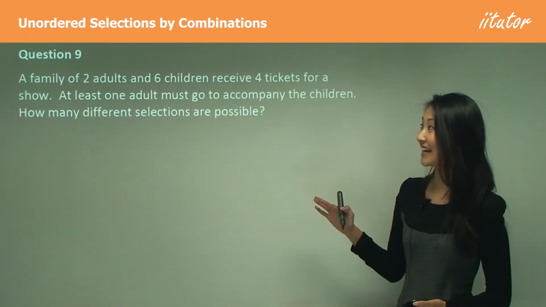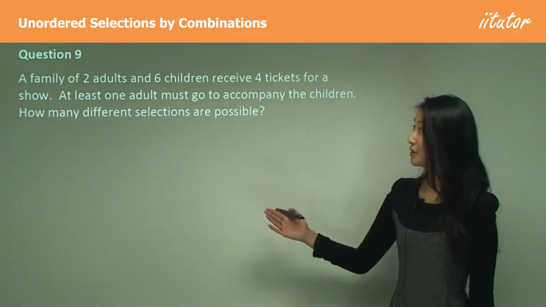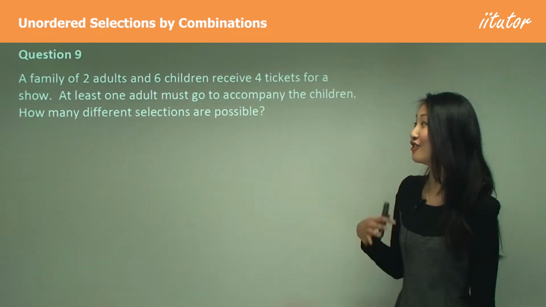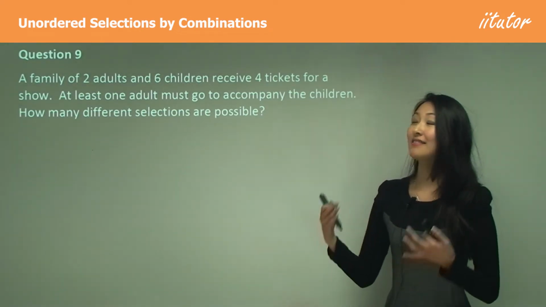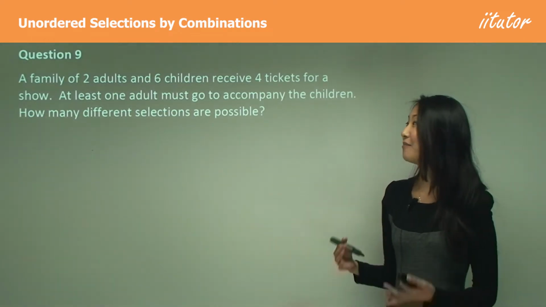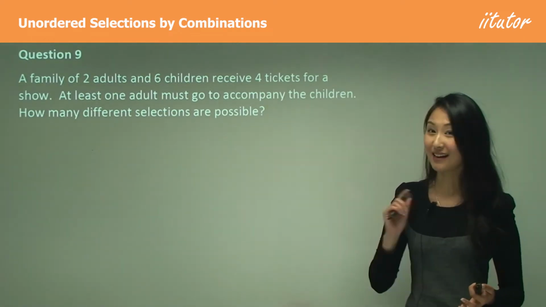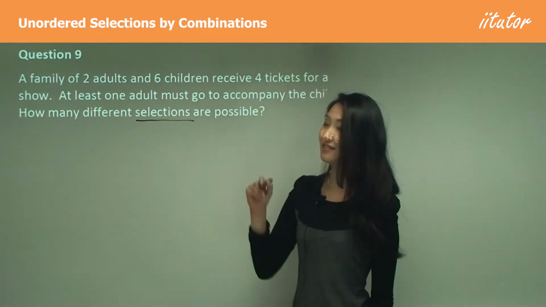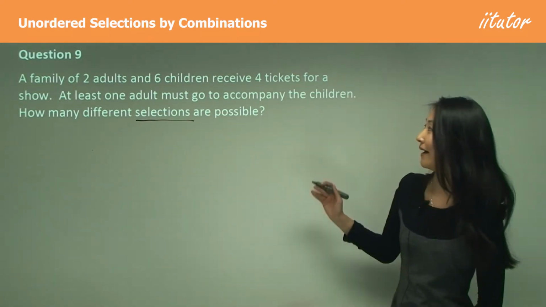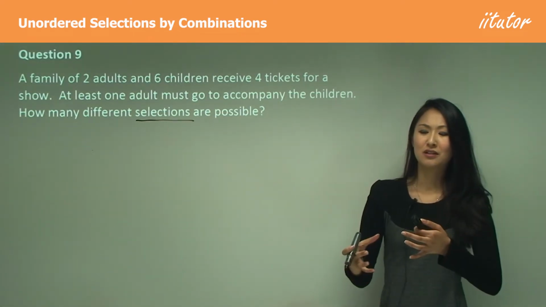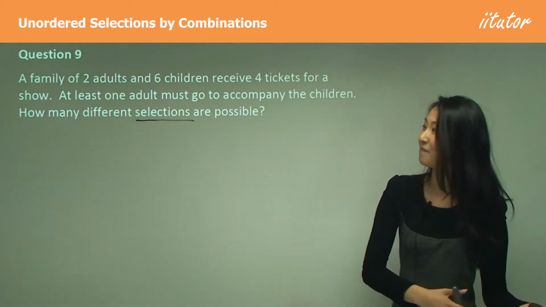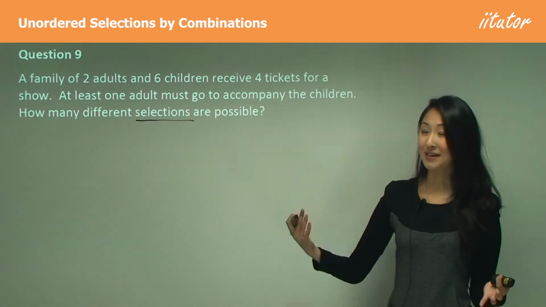So in question 9 here, we have a family of 2 adults and 6 children, and let's just say they receive 4 free tickets to a show. Because it's a show, at least one adult must go to accompany the children. So how many different selections are possible? Now, a couple of keywords here. Selections, so it's probably going to be combinations. How many children, which one's chosen first to go and second to go doesn't really matter. The point is they're going together. And there's not going to be any repeats, so it is combinations.